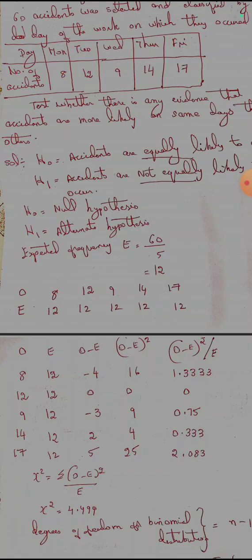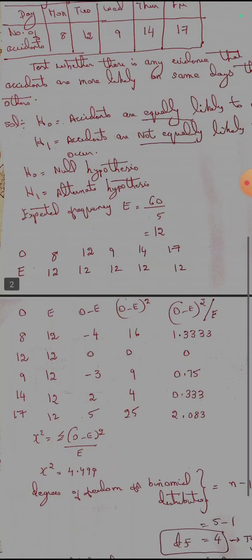Next one is O minus E. For each column we have to find the separate O minus E value. 8 minus 12 is minus 4, 12 minus 12 is 0, 9 minus 12 is minus 3, and so on. Next, O minus E the whole square. Minus 4 the whole square is 16, 0 square is 0, minus 3 the whole square is 9, and so on. Next I am going to find (O minus E) the whole square divided by E. For each (O minus E) square value we divide by the E value. 16 by 12 is 1.333, 0 by 12 is 0, 9 by 12 is 0.75, and so on.